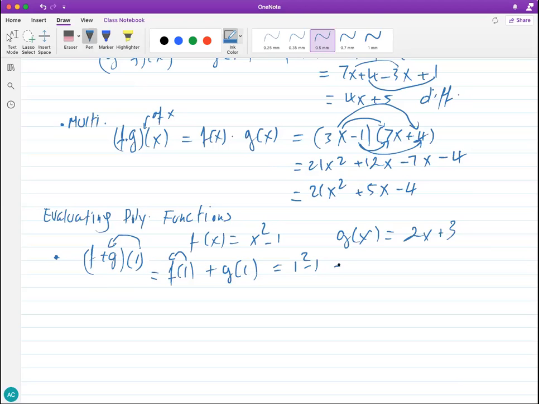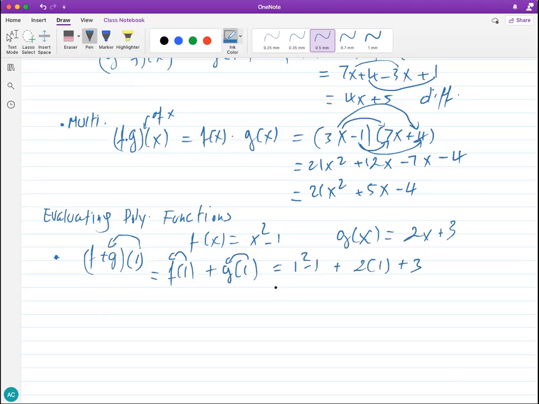Then plus, this time we're going to plug 1 into g. 1 into g, that's g. We're going to plug 1 into the x, and also here. So it'll be 2 times 1 plus 3. Okay, that's all you have to do. Plug 1 into both. And whatever operation you have, could be addition, subtraction, multiplication, or even division.